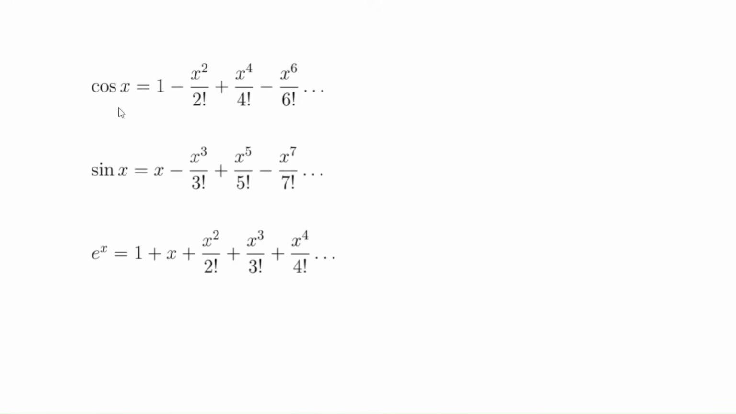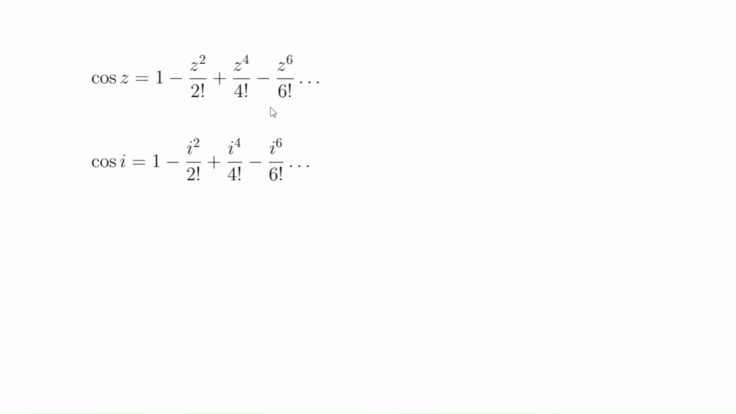So we have these power series representations not only for cosine of x, but also sine of x and e to the x. Now, to define cosine of z, what we can do is just replace each of these x's in this formula with z's. And if we do that, we get our definition here for cosine of z. And now if we want to find what's cosine of i, we just replace the z's with i's. And remember that i squared is -1, i to the fourth is 1, i to the sixth is -1. And it's going to alternate back and forth between 1 and -1. So cosine of i ends up being 1 plus 1 over 2 factorial, plus 1 over 4 factorial, plus 1 over 6 factorial, and so on.